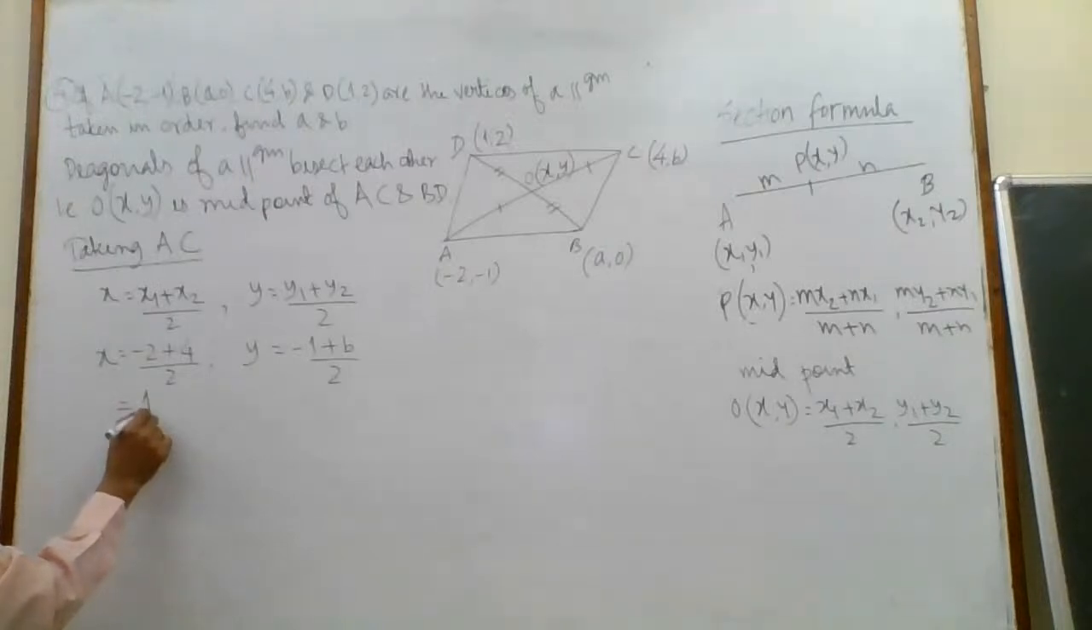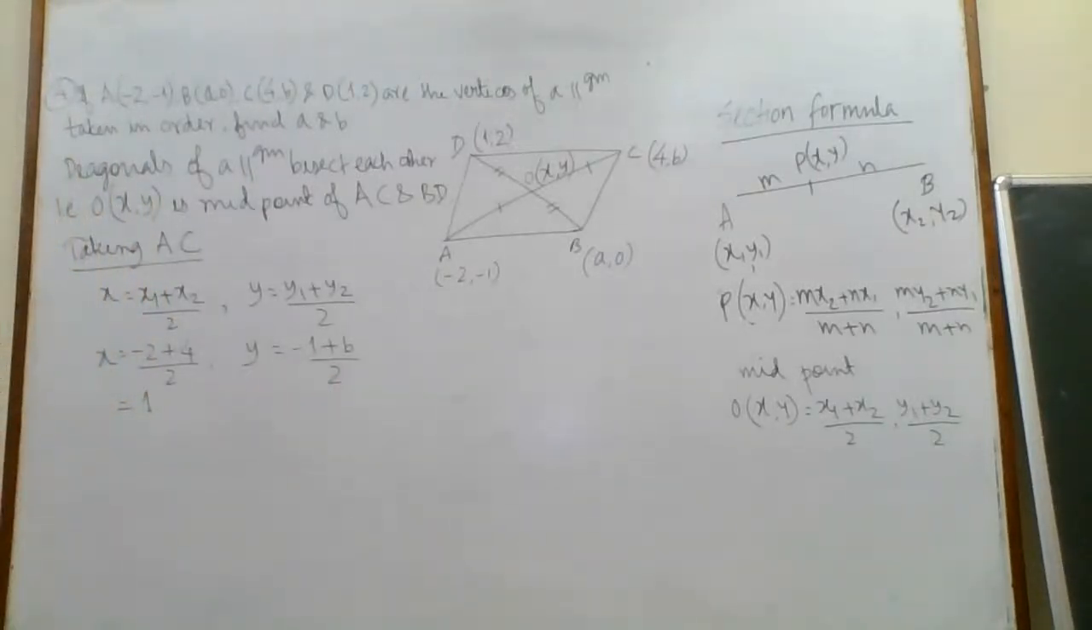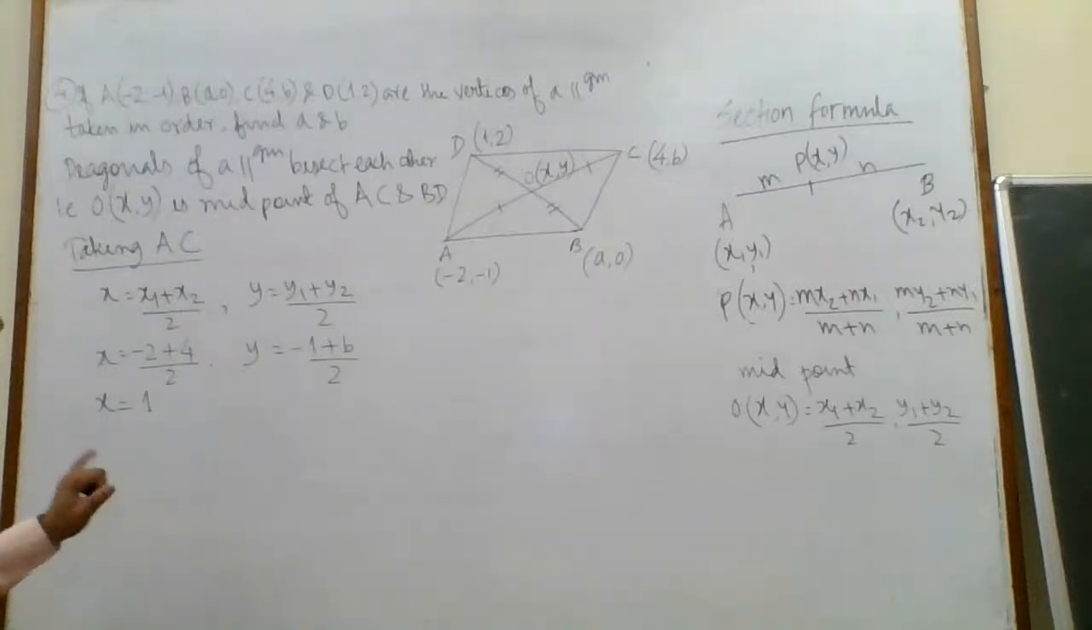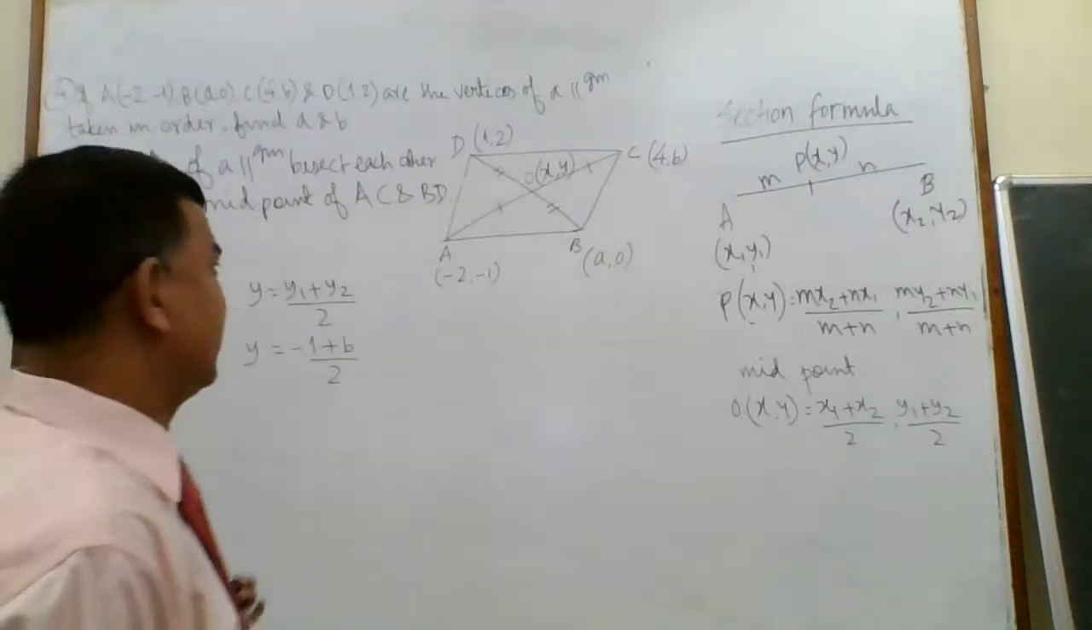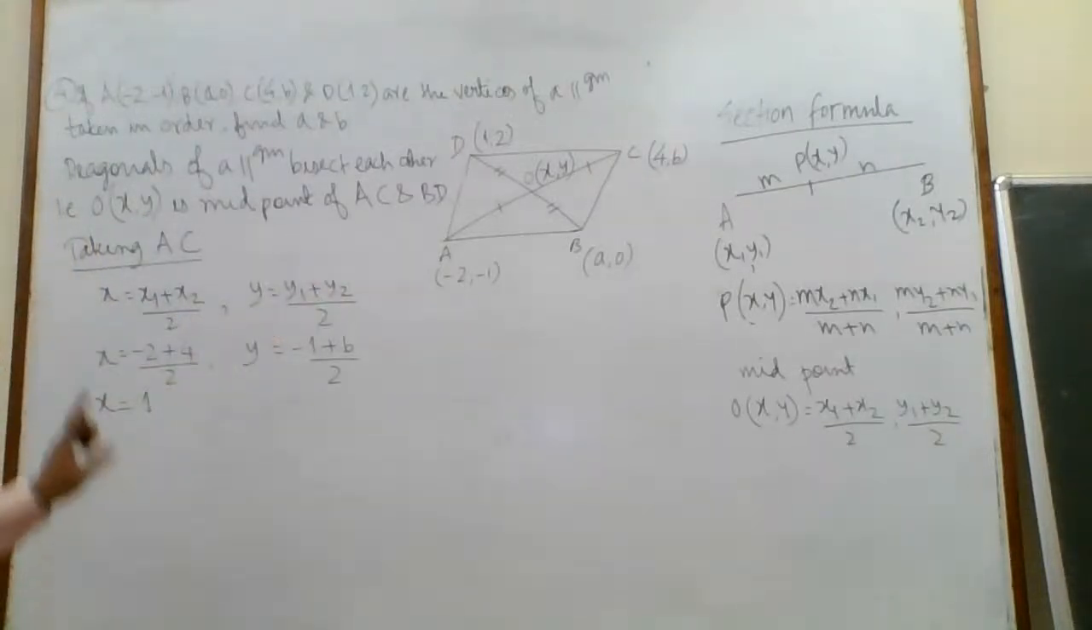Minus 2 plus 4 is 2, and 2 divided by 2 is 1. This will remain itself. So we found that x is equal to 1. We might have got x, but that is not our main objective. It is just that this will help us in getting A and B. This is by taking AC.